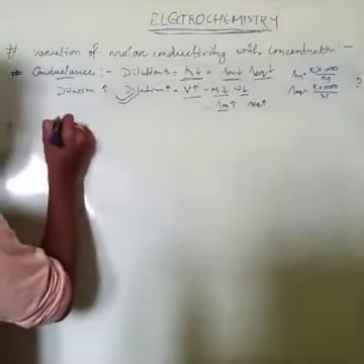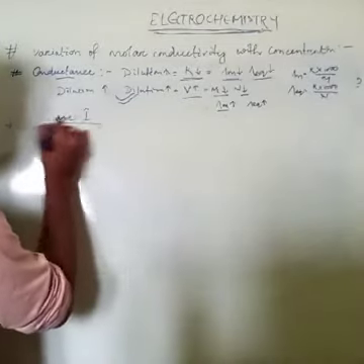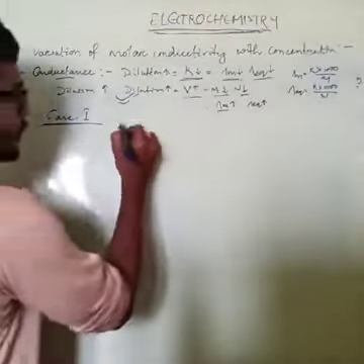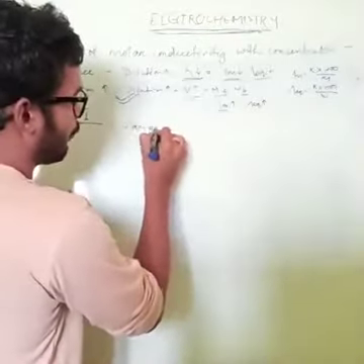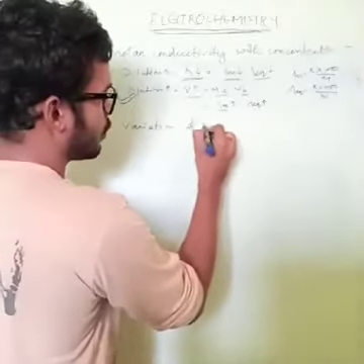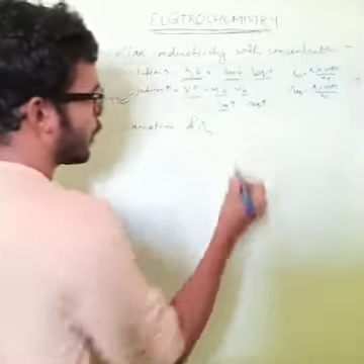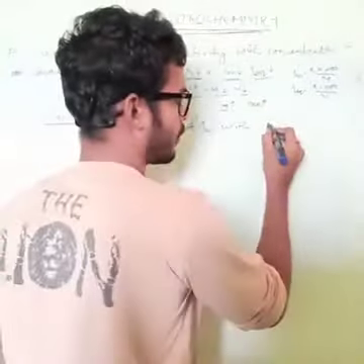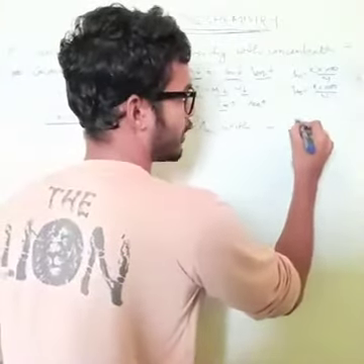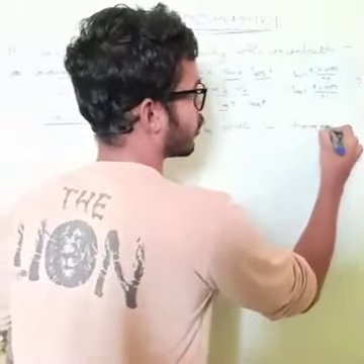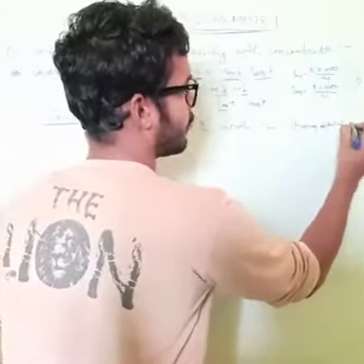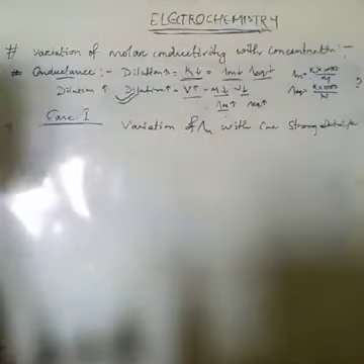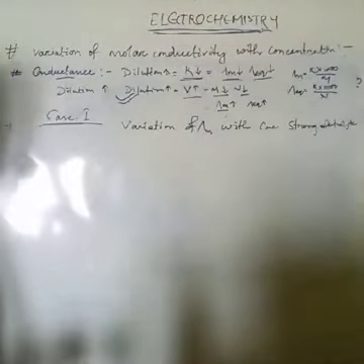Case 1. Variation of molar conductance with the concentration of strong electrolyte. He has taken the strong electrolyte and he formulated something. Only strong electrolyte he has taken. Okay.